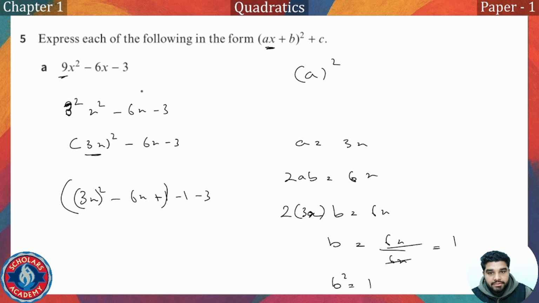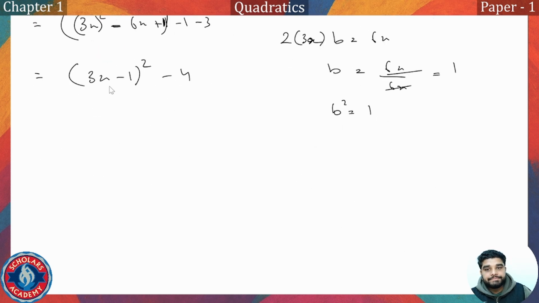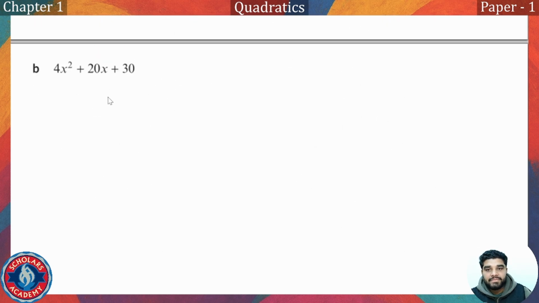We'll check on this. We get (3x minus b) whole square, and minus 1 minus 3, minus 4. This is our answer. Clear? Again, we have a perfect square over here.